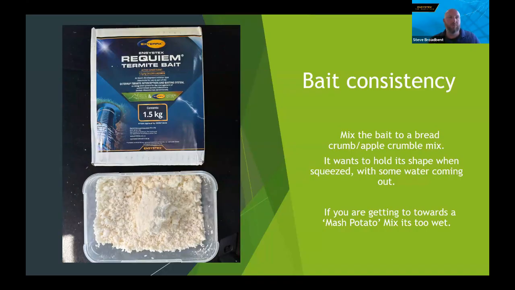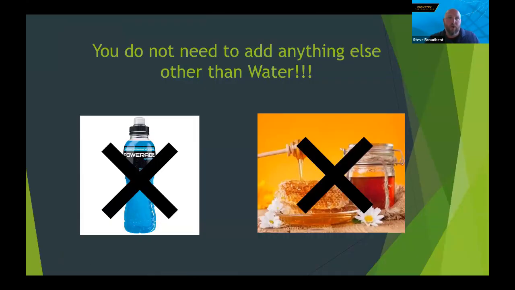Okay, it's important because this can affect termite feeding. If that snowball isn't quite holding its shape, might be a bit dry, we might want to add a little bit more water. If we're getting into that mashed potato sort of consistency, then it's far too wet. We need to be adding a little bit more of the REQUIEM bait. We do not, and I repeat, we do not need to be adding anything else. Okay, definitely not blue Powerade, just clean water and the REQUIEM bait.